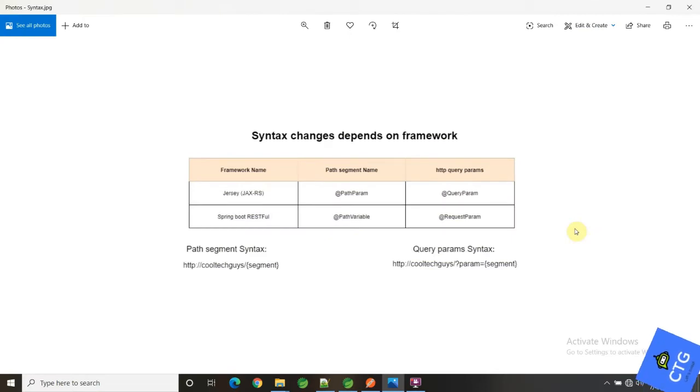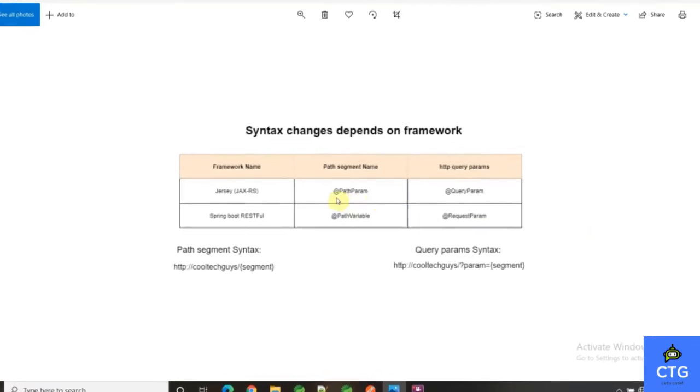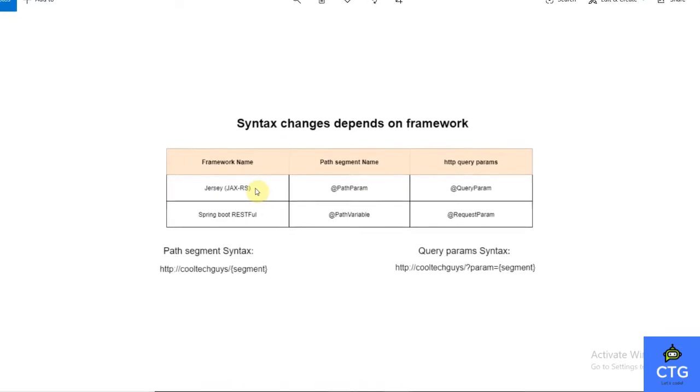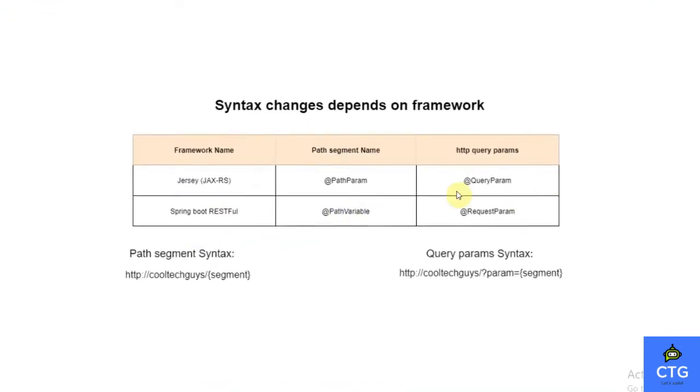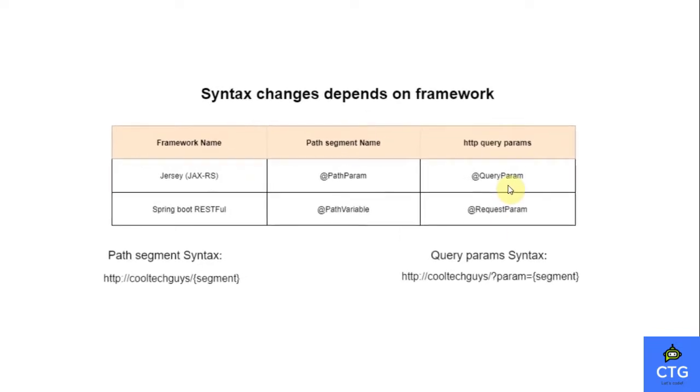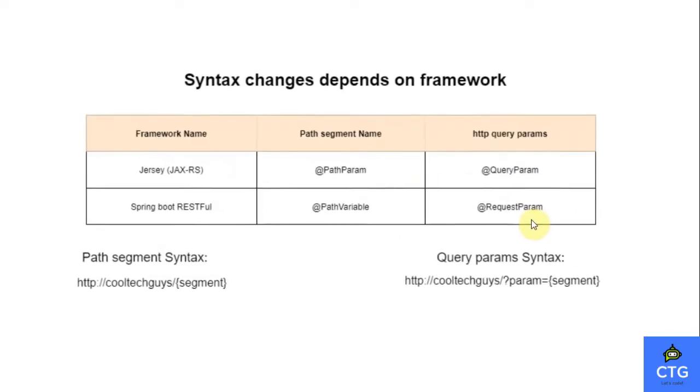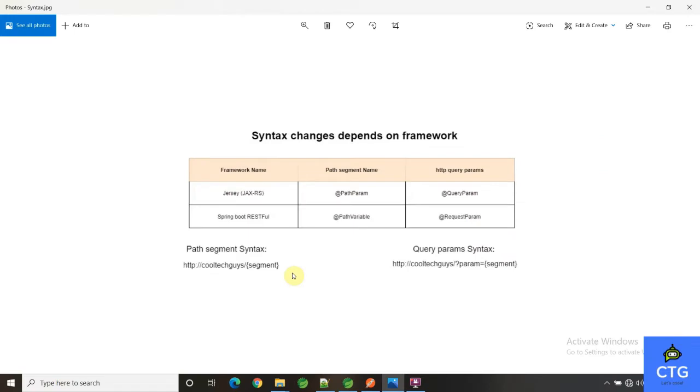Basically, this is the syntax of both query params and path params in two different frameworks. One is Jersey, another one is Spring Boot. Okay, so we have to annotate with @PathParam in case of the Jersey framework, @PathVariable in case of Spring Boot. Similarly, @QueryParam in case of Jersey, @RequestParam in case of Spring Boot. So these are the two different syntaxes.